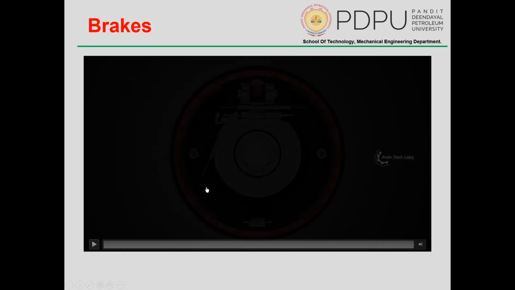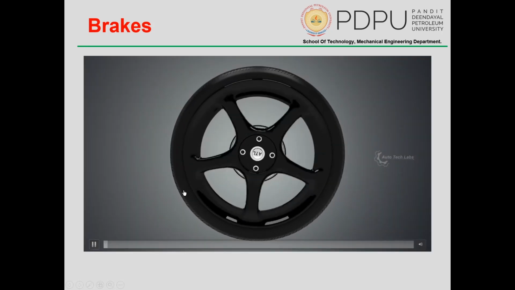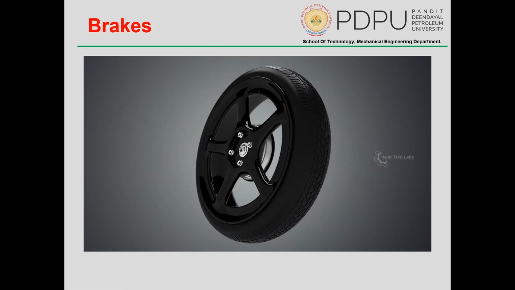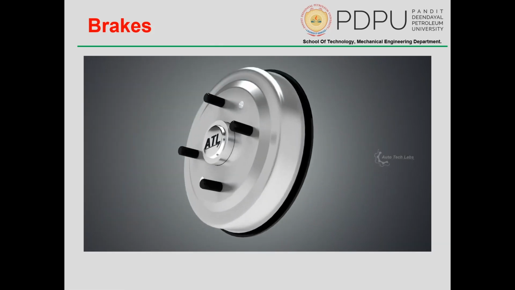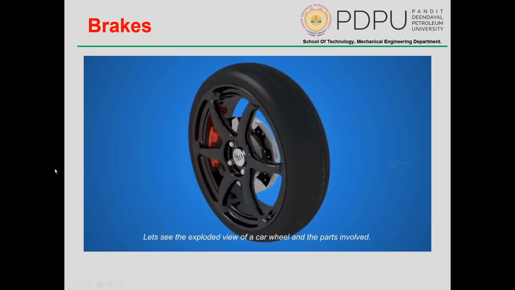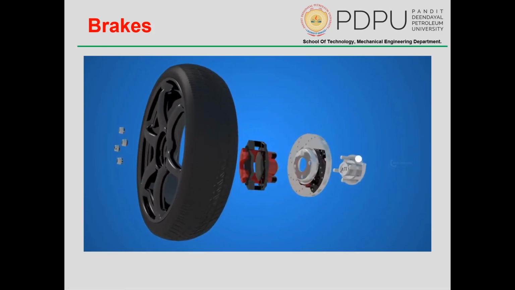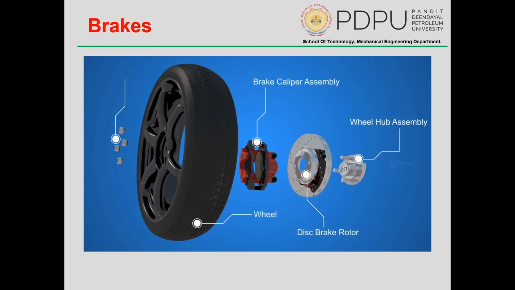Here is the explanation for the disc brakes. Disc brakes are usually used as front brakes in automobiles. Let's go through the parts involved in the system, and see how it works in detail. Let's see the exploded view of a car wheel, and the parts involved. The wheel hub assembly, the disc brake rotor, the brake caliper assembly, the wheel, and the lug nuts.